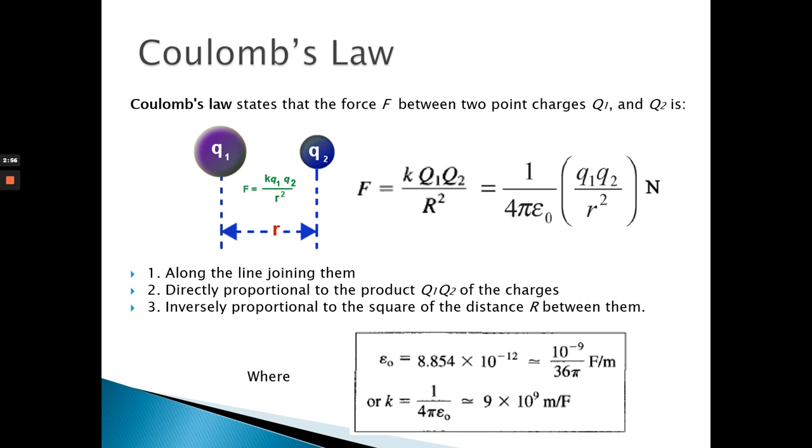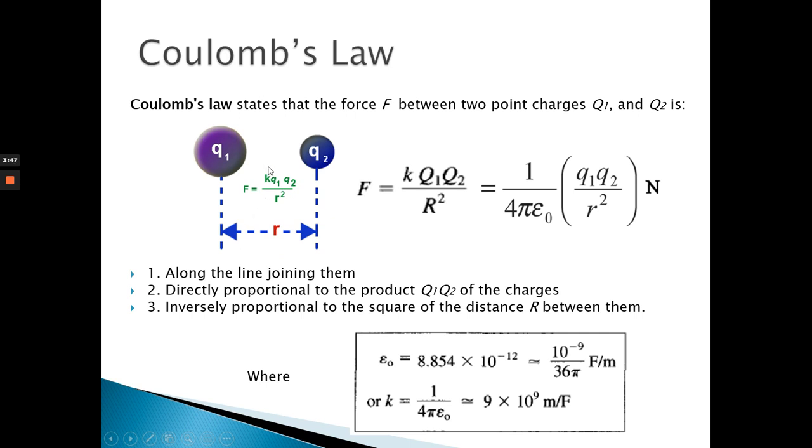This is what we call Coulomb's law. Coulomb's law states that if there are two different charges, there will be a force between them along the line joining them, meaning directly, not like this, but a direct force between these two. Either it can be an attracting force, or it can be a repelling force. The first statement is that the force will be along the line joining them.